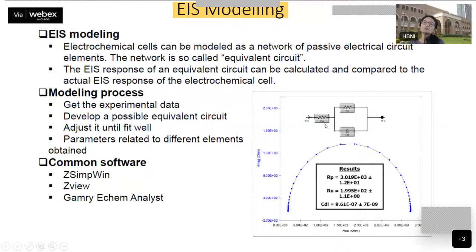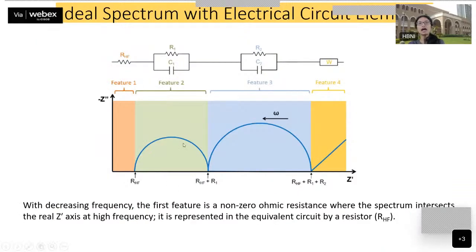So once you obtain the spectra, you now have to go for modeling. So you model using a network of passive electrical circuit elements, and this network is the so-called equivalent circuit. In the modeling process, you get the experimental data, you develop a possible equivalent circuit, adjust it until it fits well, and then you obtain the different parameters as per your fit. The most common software used for this are ZSimpWin, ZView, and also Gamry, PKN. These are the common software generally used to model your EIS spectrum. So an ideal spectrum should look somewhat like this, but you never get it like this.